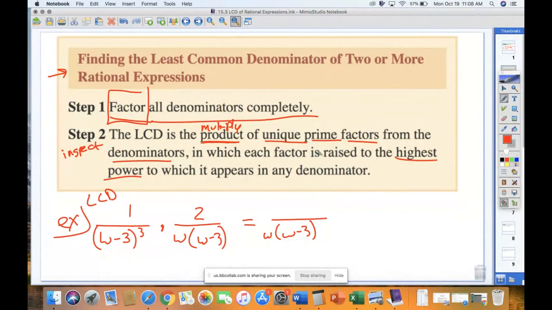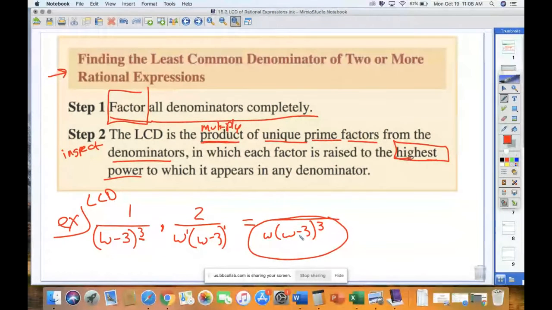And then to take it further, it says take the highest power to which any of these appear. Well, w is just w to the first, but w minus 3 is to the third, and w minus 3 is to the first. So to take the highest power, we're going to take to the third. That is my least common denominator. And that's where we're going to stop right now. I just want the least common denominator. I would say my answer is w, parentheses, w minus 3 to the third. And I'd leave it just like that.